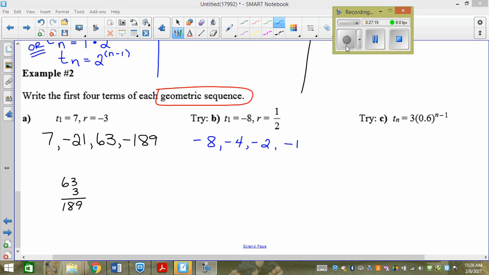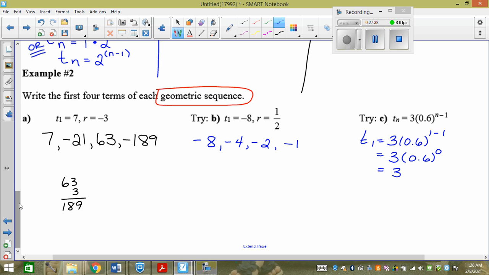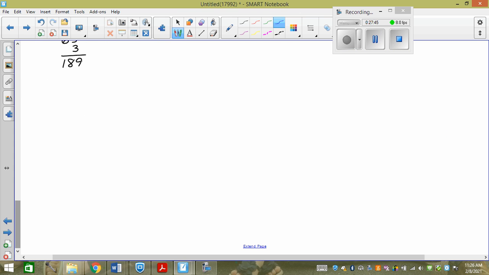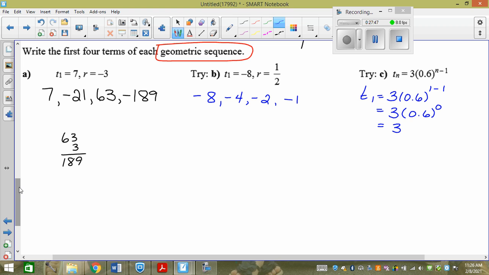This one, term 1 is 3 times 0.6 to the 1 minus 1, which is actually 3 times 0.6 to the 0, which is 3. Did you get 3? Because anything to the power of 0 is what? 1. Anything to the power of 0 is 1. So your first term is always going to be just what this front number is, right? This is term 1, formula.